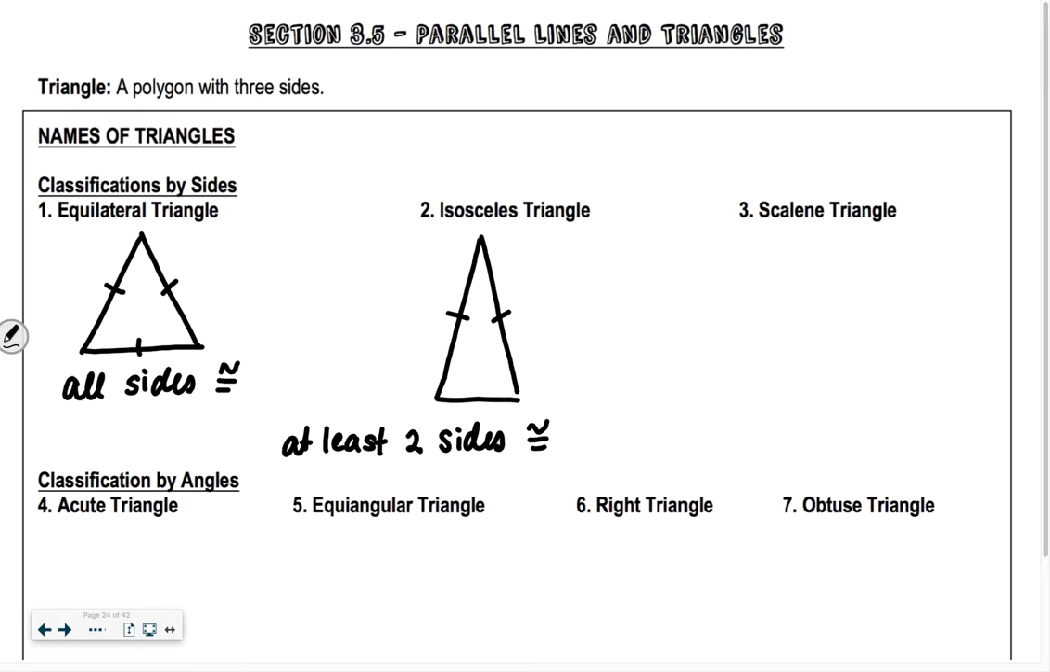You didn't get it? All right, so how about a scalene triangle? What do we think that is? No sides are equal. So no sides congruent.